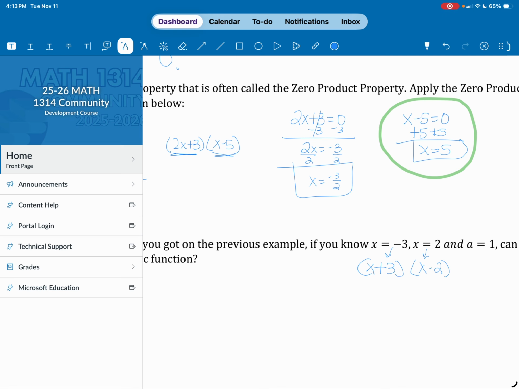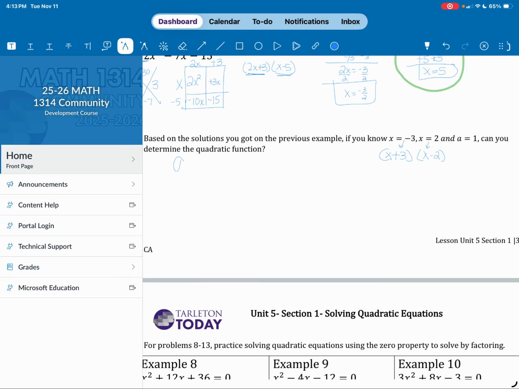So it says, well, can you determine the quadratic function? And so remember, our quadratic function is a times x minus r, x plus s. Well, here's my x plus s, and here's my x minus r, and it tells me that a is 1. So we could write our quadratic function to be f of x equals 1 times x minus 2 times x plus 3. You could go through and simplify, multiply it out. She does put a big or here. You could say it was f of x equals x squared plus x minus 6. You could also say that.